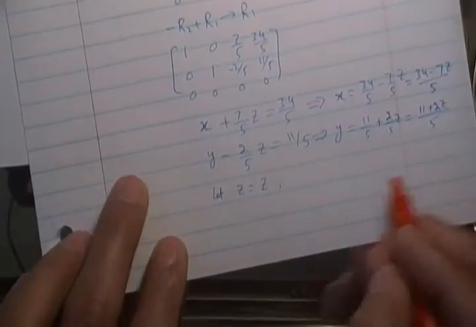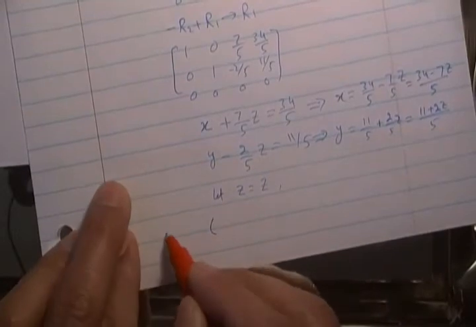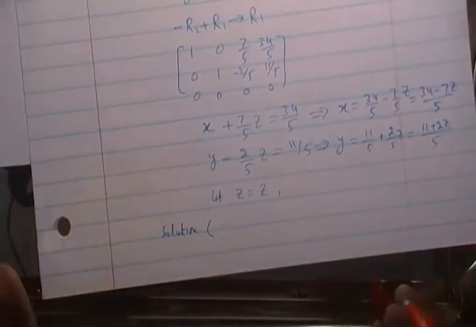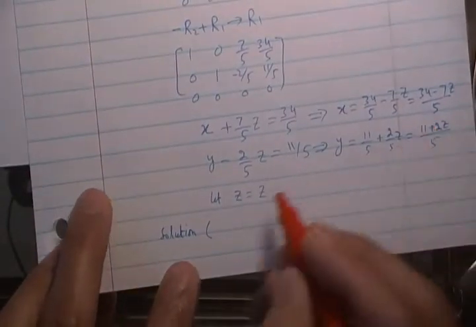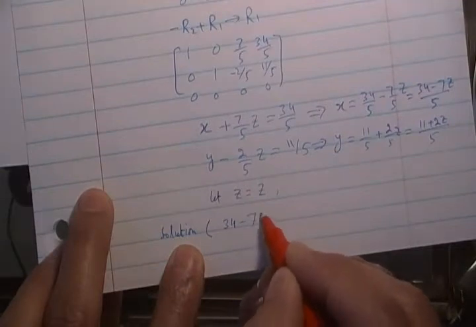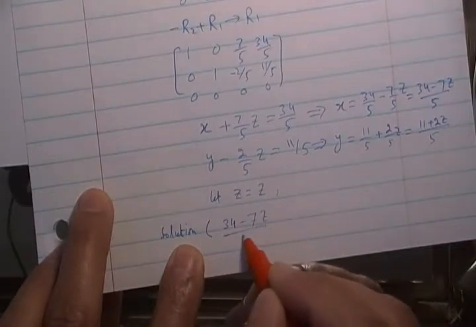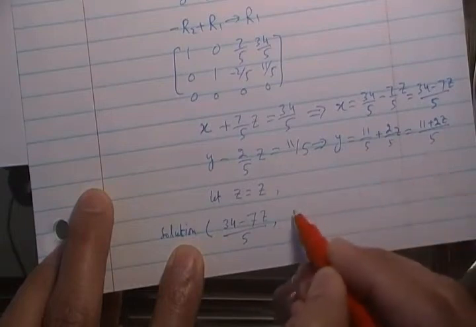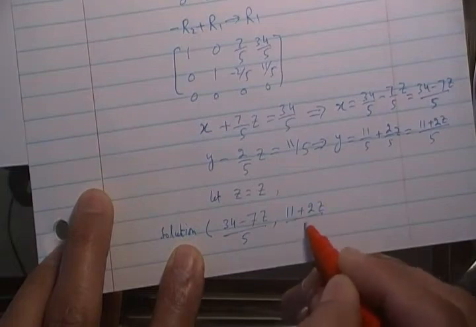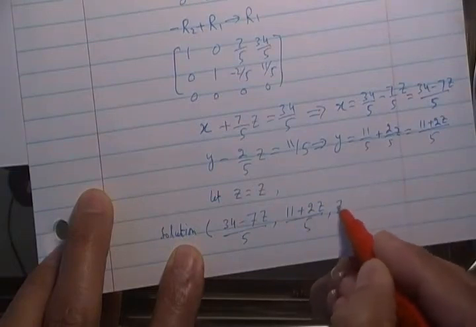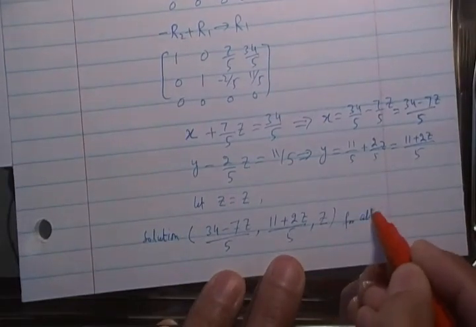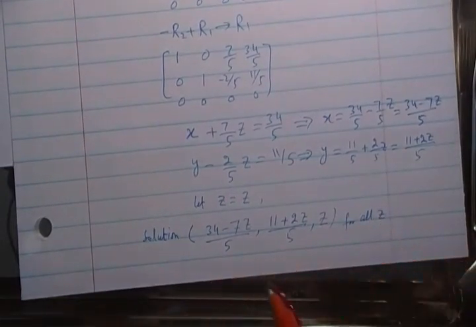And then our solution would be: x is (34 minus 7z) over 5, y is (11 plus 2z) over 5, and z is equal to z, for all z. So that's your answer.